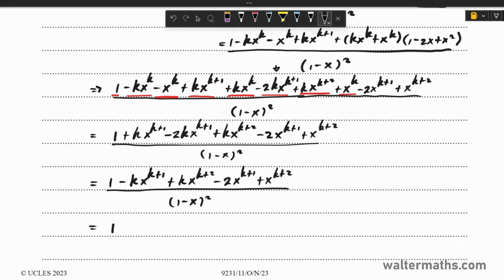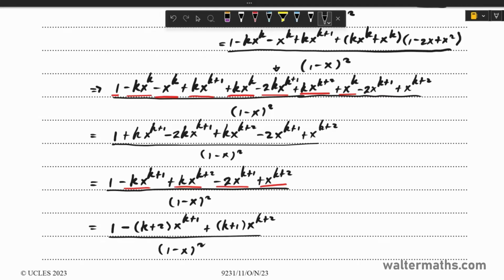And if we consider this term here and this term here, we can factorize them into minus of k plus 2 of x to the k plus 1. And if you look at this term and this one here, we can factorize them, factoring out the x to the k plus 2, and we get k plus 1 of x to the k plus 2. And this is over 1 minus x squared.